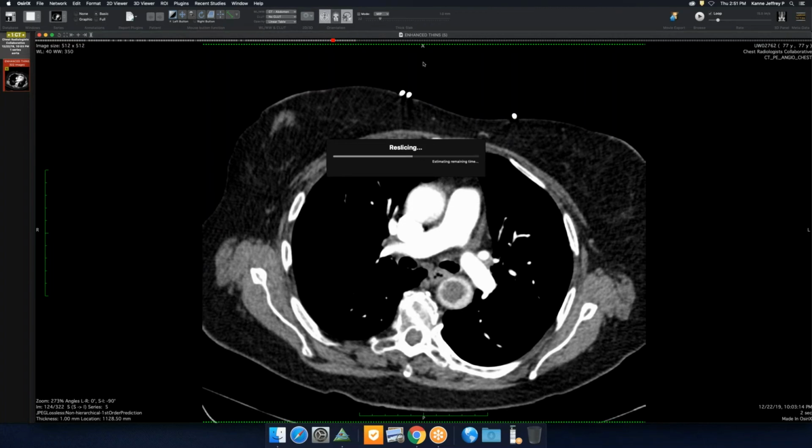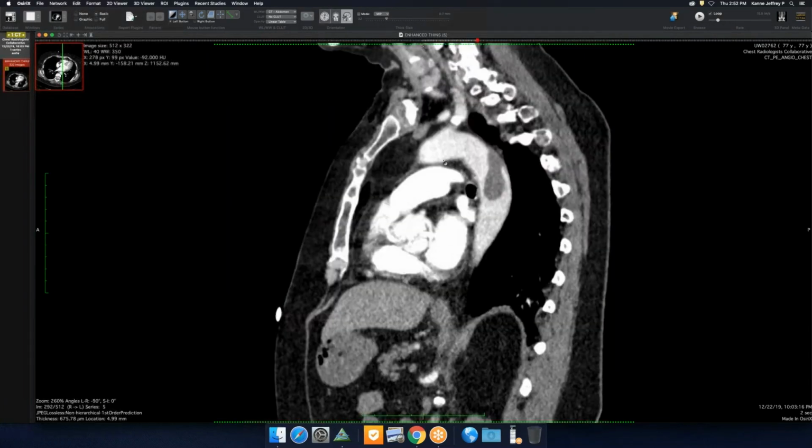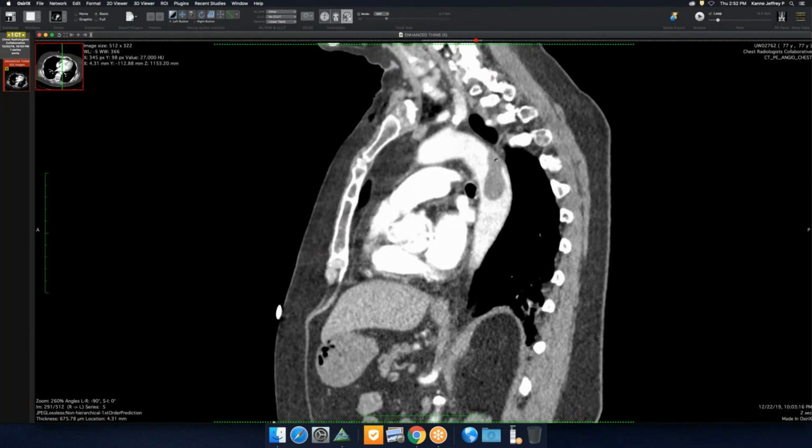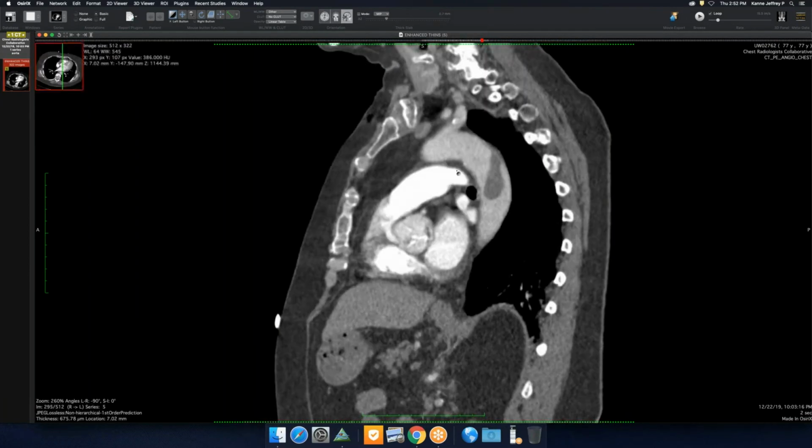I'll put up the sagittal. It's low attenuation, it's very homogeneous. It's adherent to the wall. It was not there 6 months ago. There's a little bit of plaque along that surface, a little bit here.